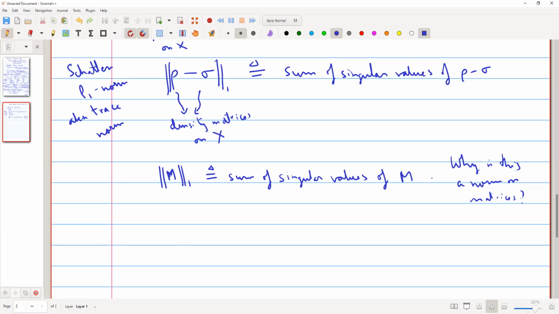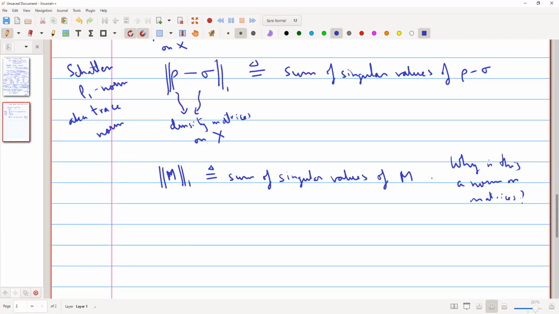Then you have scalar multiplication. If I take some complex number alpha and look at the norm of alpha M, it should be mod alpha times the norm of M. That again you can check from singular values. If you multiply a matrix by a scalar, the singular values get multiplied by the modulus of that scalar alpha. So that part is all fine.